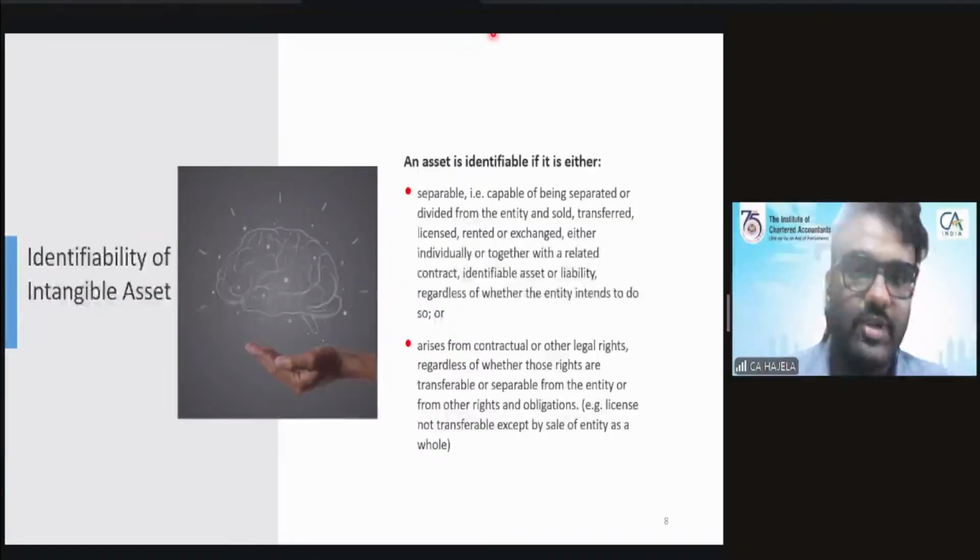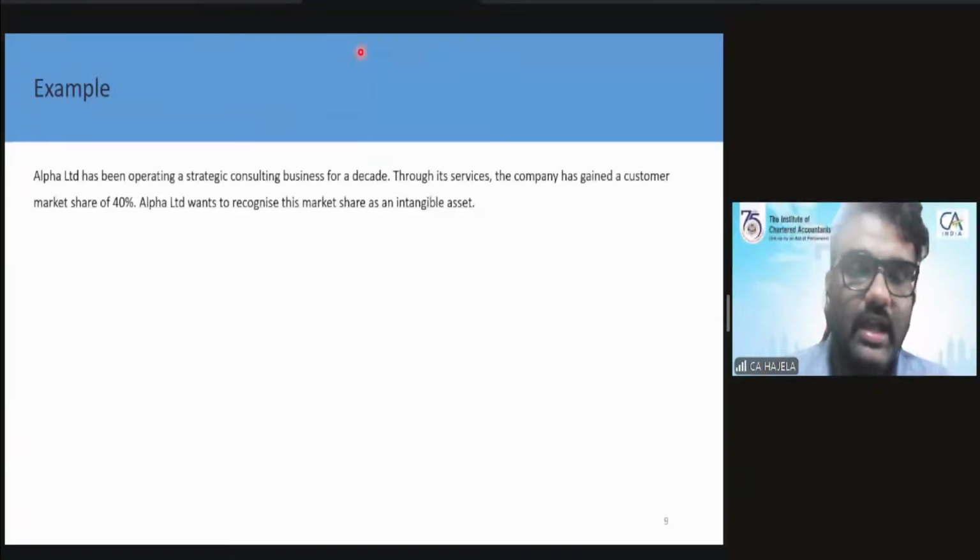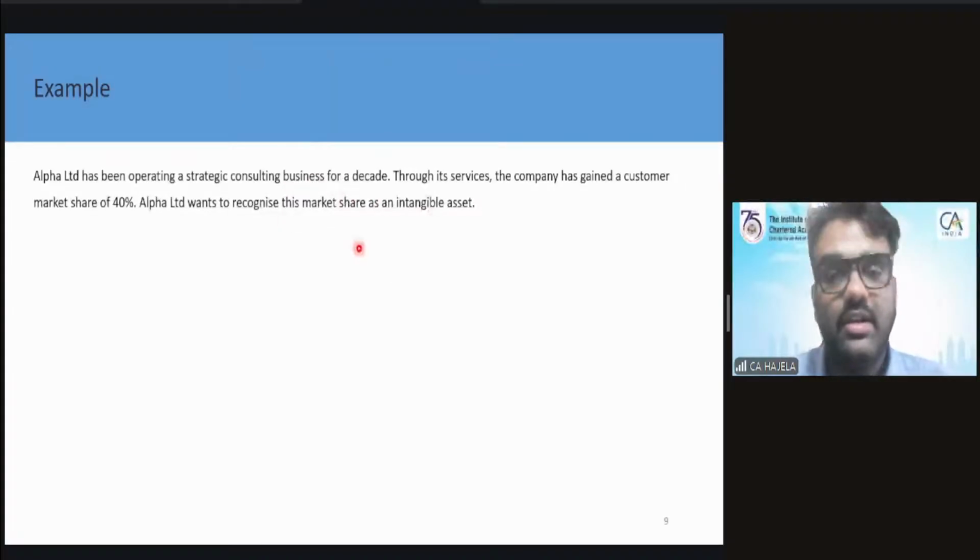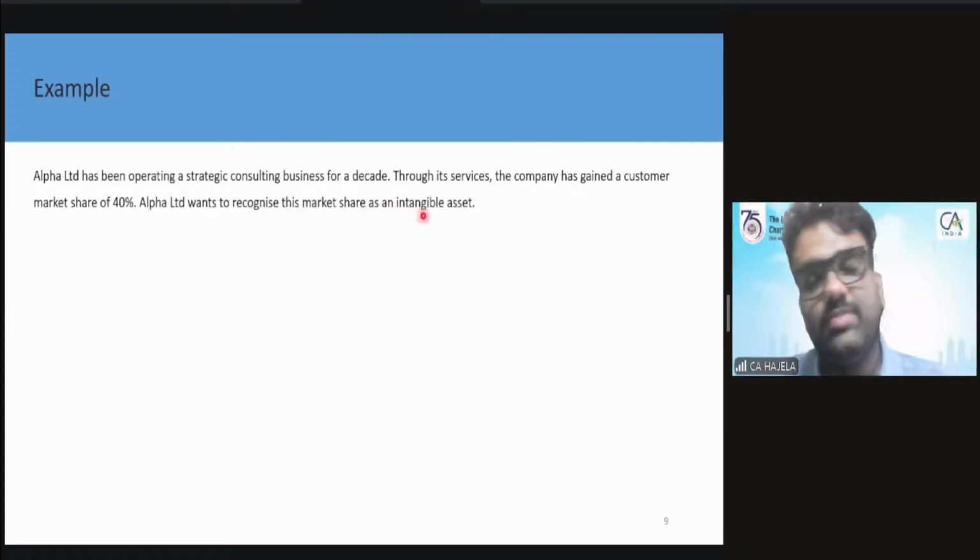So here I am with a few examples. Now there's an example here. Alpha Limited has been operating a strategic consulting business for a decade. Through its services, the company has gained a customer market share of 40%. Now, Alpha Limited wants to recognize this market share as an intangible asset.